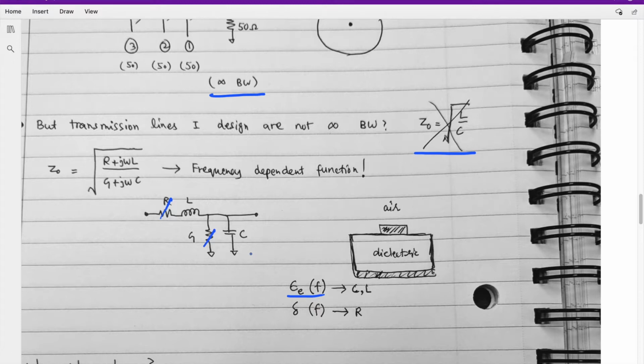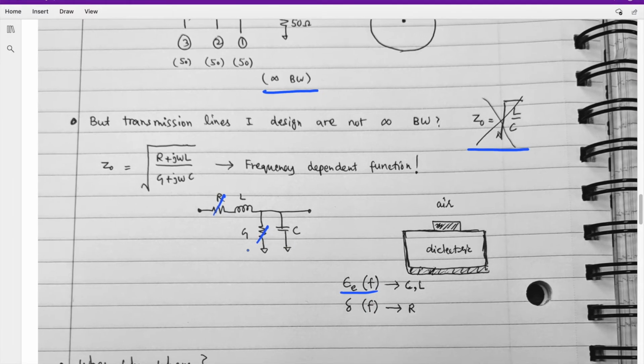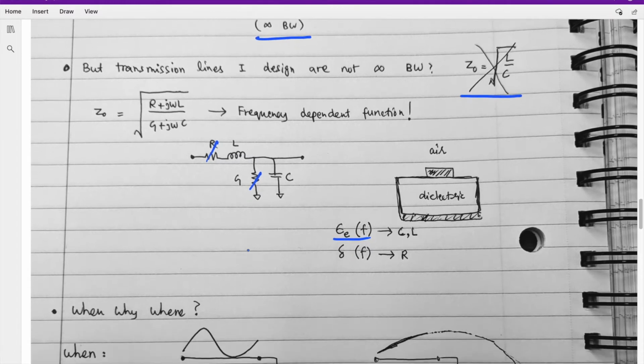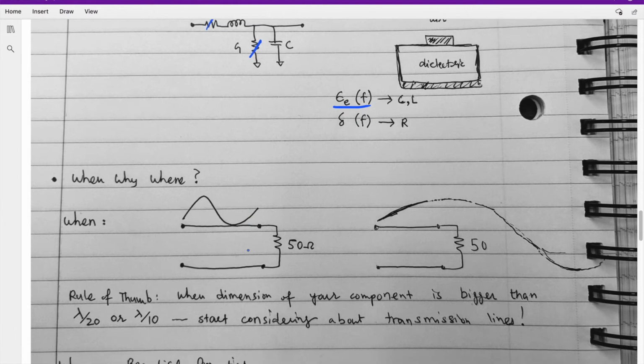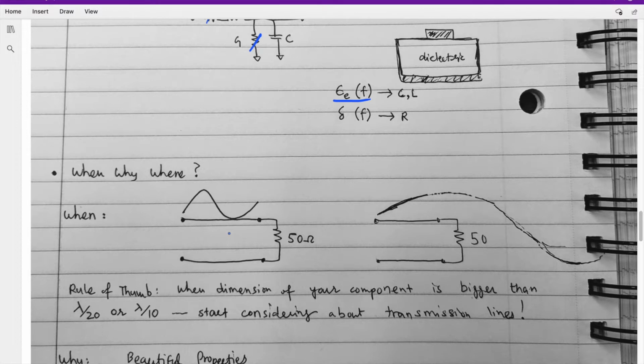Okay, so now we have seen what a transmission line is. Let's try to understand when, why, and where we use the transmission line. So let's say we have this transmission line terminated with this 50 ohms. If I excite it with a very high frequency, which means the wavelength is very small, you'll see that the voltage on this line at each point is different, because the wavelength is very small, right?